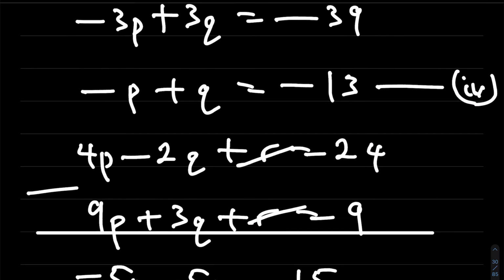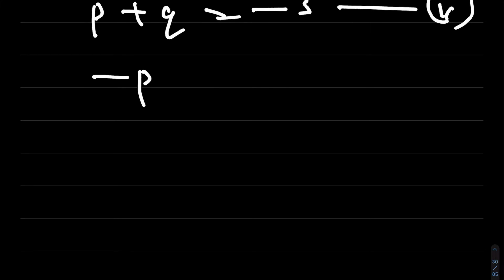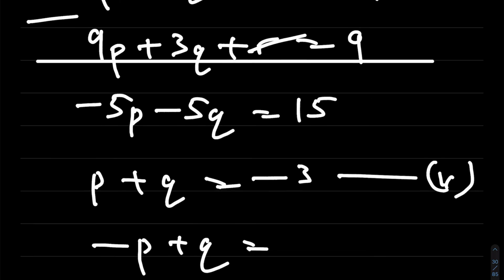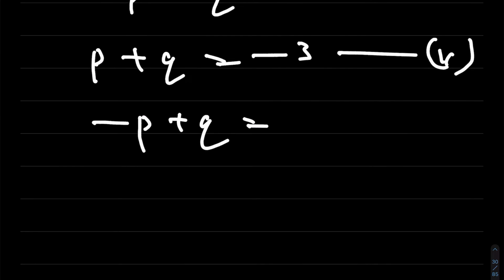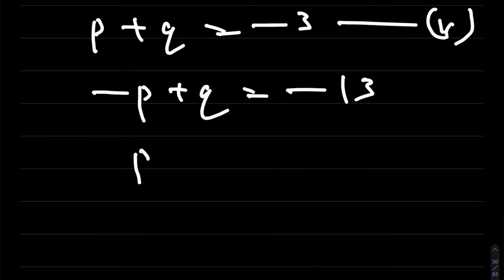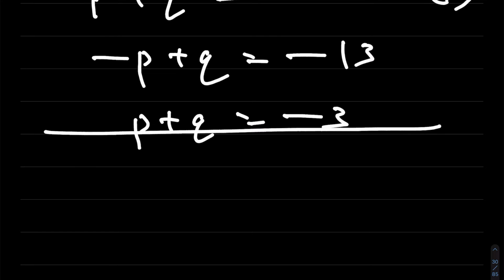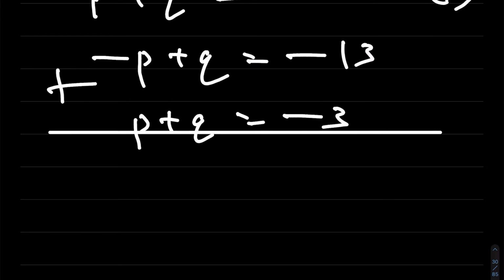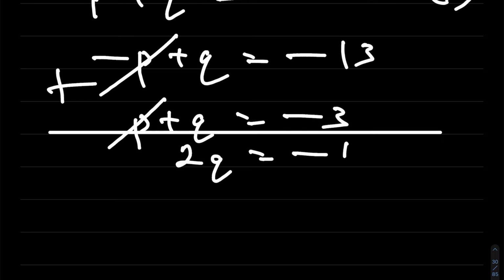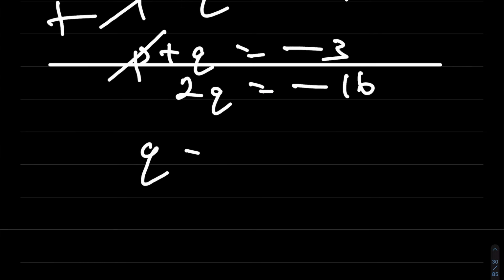So solving 4 and 5 simultaneously, minus p plus q equals minus 13. That's equation 4. And equation 5 is p plus q equals minus 3. Now let me add the two equations. Minus p plus p is 0, and q plus q is 2q equals minus 13 minus 3. That's minus 16, which means q equals minus 8.